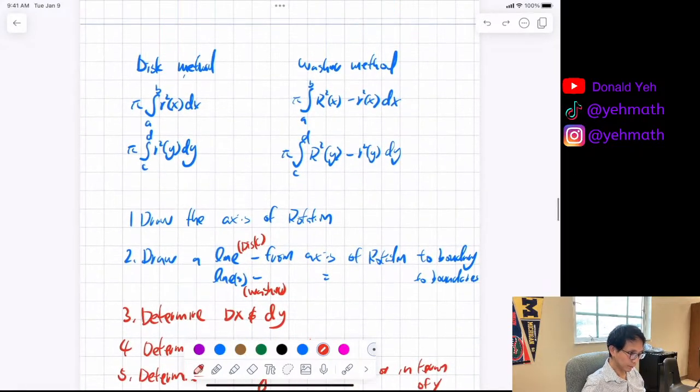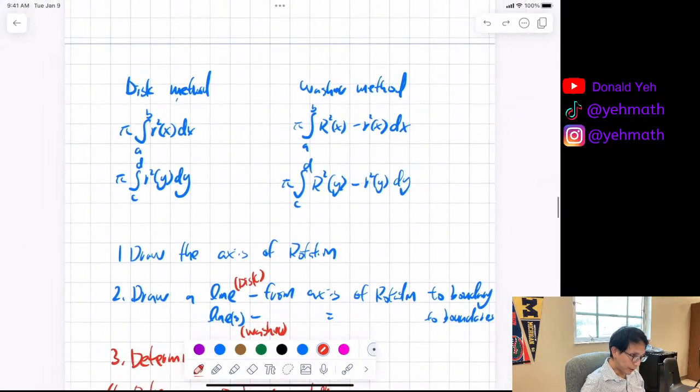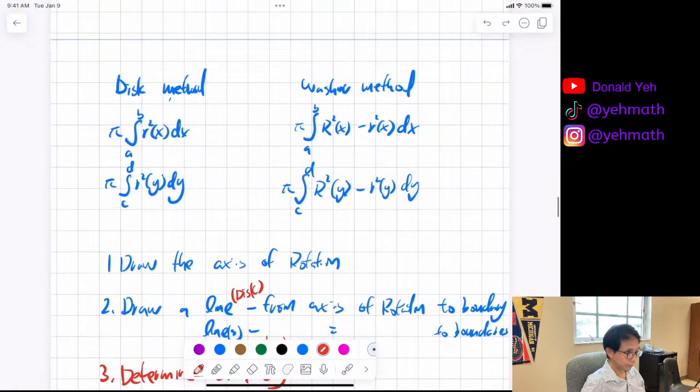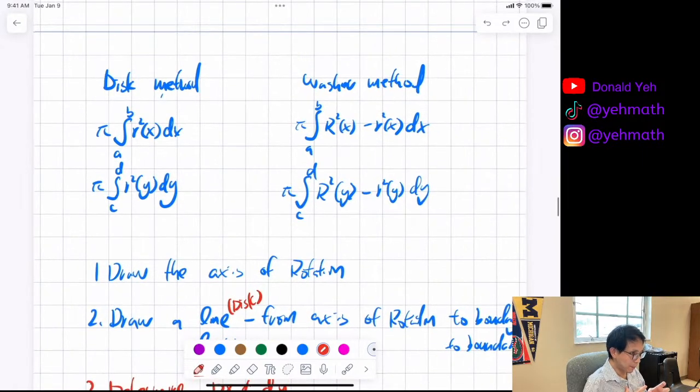Okay, so in terms of this, don't worry. I'm gonna talk about this method, which has two things. Actually, let me change this. Let me change this to big R.